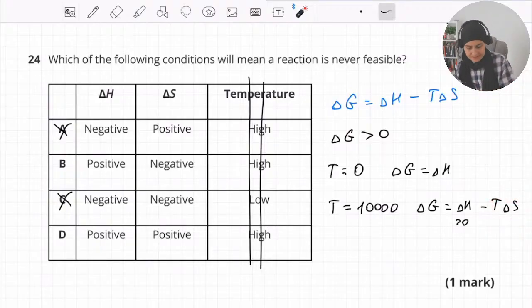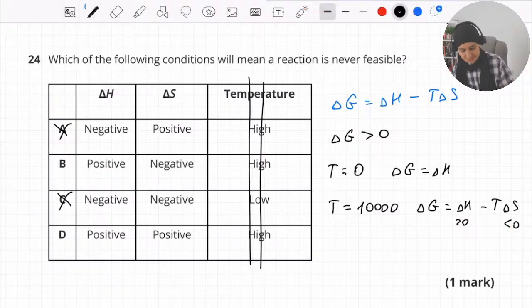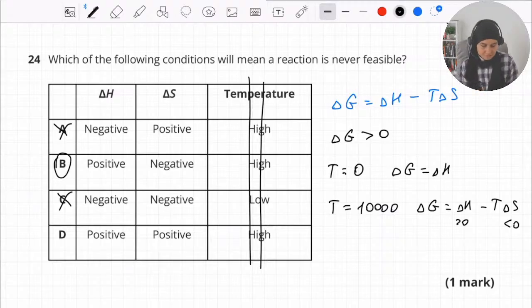But if delta S is negative, then minus T delta S is positive. So positive plus positive would also be positive. So delta S must be a negative number. So B. Right? And remember, temperature in this equation is in kelvins. It cannot be less than 0. The lowest possible is 0 for kelvins.